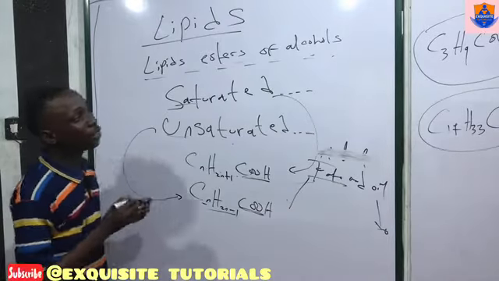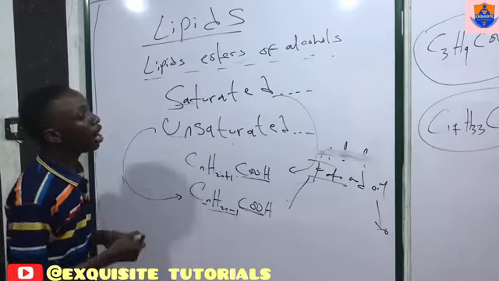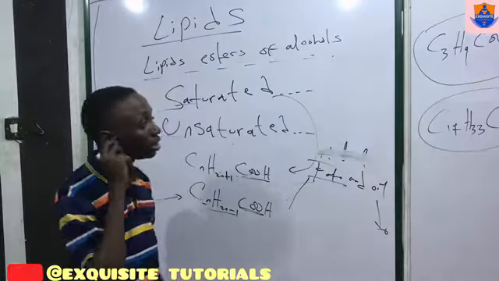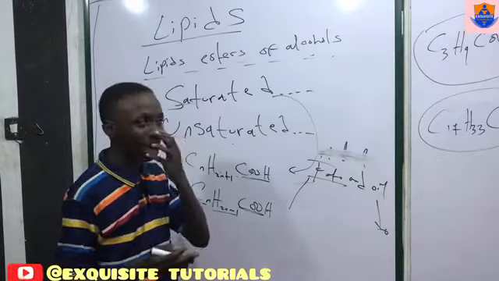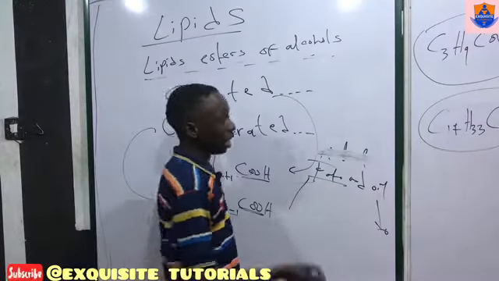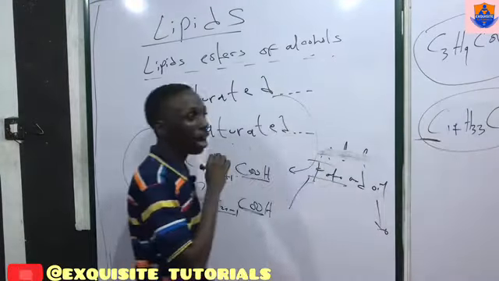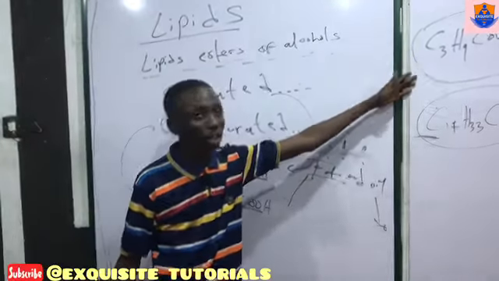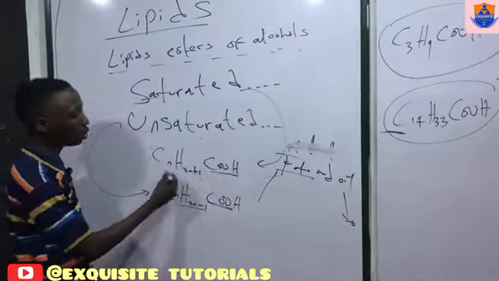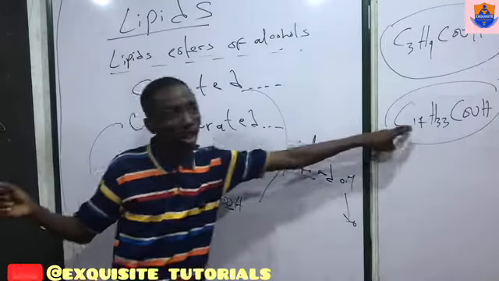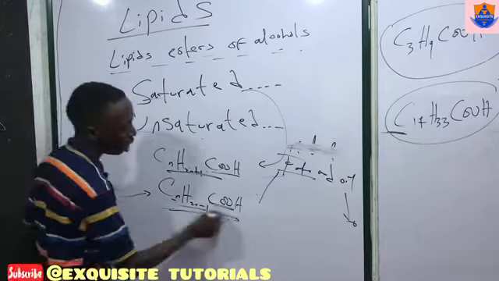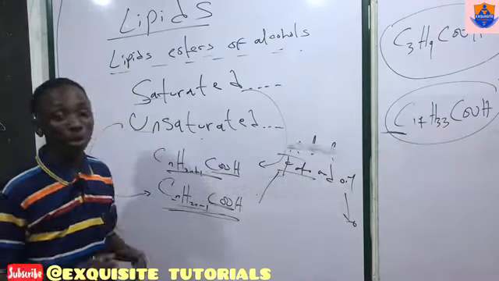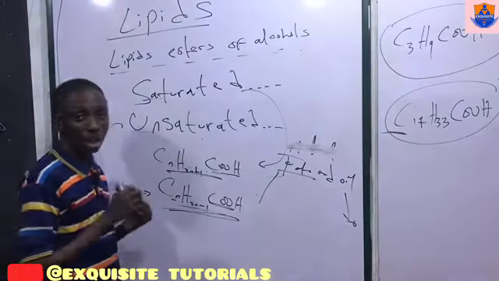We can have different types of saturated acids: butyric acid, capric acid, and many others like hexadecanoic acid and octadecanoic acid. Under the unsaturated, we can have oleic acid and others. This C3H7COOH is saturated because it conforms to the saturated formula, and this one is unsaturated because it conforms to the other formula. And I said 1 gram of a lipid will produce more energy than 1 gram of a carbohydrate.